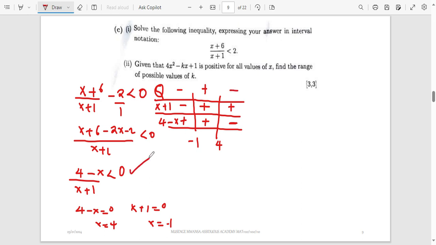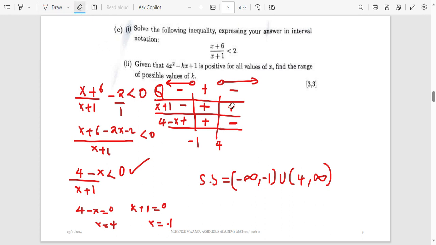But for this inequality, we are interested where the expression is less than 0. Less than 0 means where it's negative. So from here going this direction, and then from here going to this direction. So therefore the solution set in interval notation is going to be from negative infinity to negative 1, and then from 4 to infinity. So that is going to be that one.